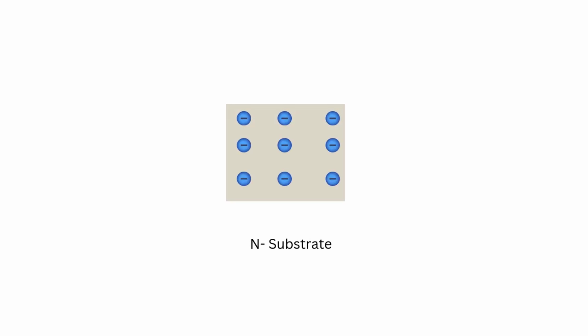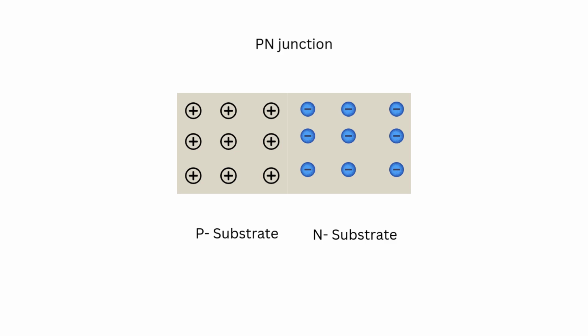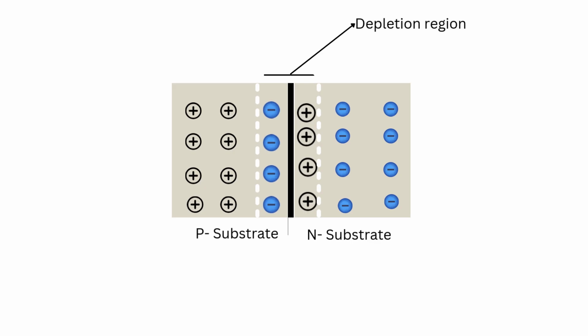Alright, so now we have our P-type and N-type materials. Let's bring them together to form something truly amazing, a P-N junction. When these two materials meet, magic happens at the junction. This is where the foundation of all modern electronics begins.